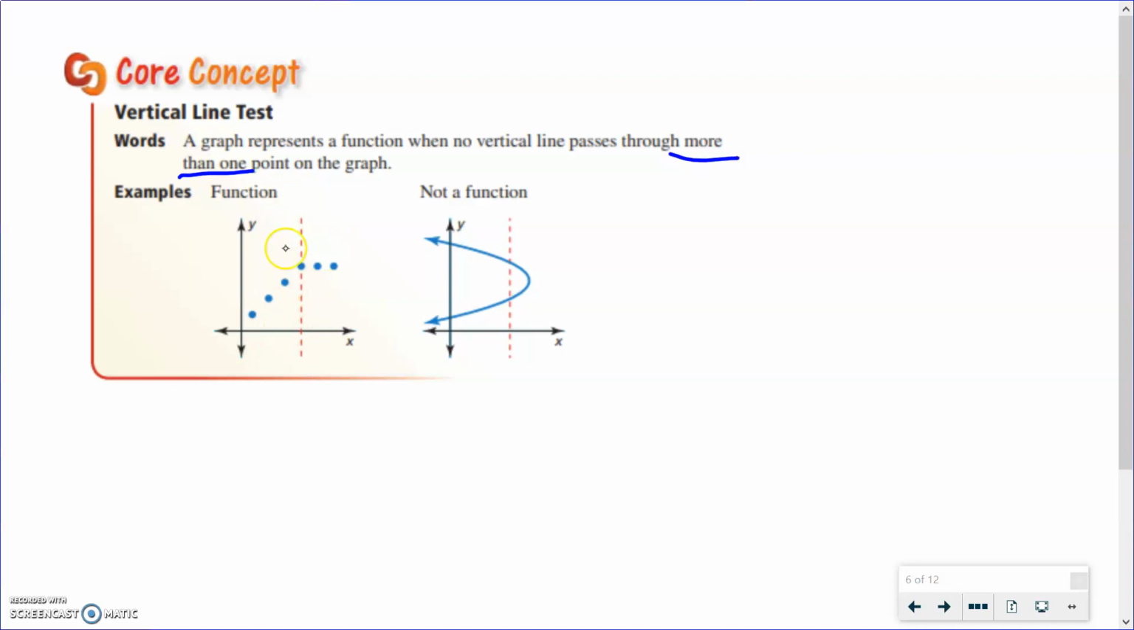So for example, this vertical line here with the red dotted line only goes through one point on that function. This vertical line on the second graph goes through 2 points. If it's more than one, that is automatically not a function. But it can also go through less than 1, because I could draw a vertical line right here on this function, and it would go through 0 points. But what you want to try to do is find somewhere where it would go through more than 1, because that's what's going to prove that it's not a function.